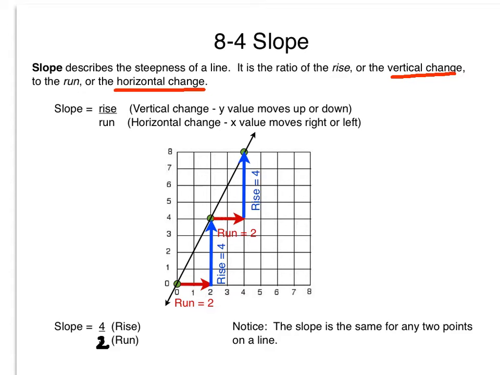In this case, the slope is 4 over 2, because we rise 4 and we run 2. That can be simplified to just 2, or even 2 over 1. It wouldn't make a difference. Notice that the slope is the same for any 2 points on the line, so it doesn't matter which points we use, the slope is always going to be 2.